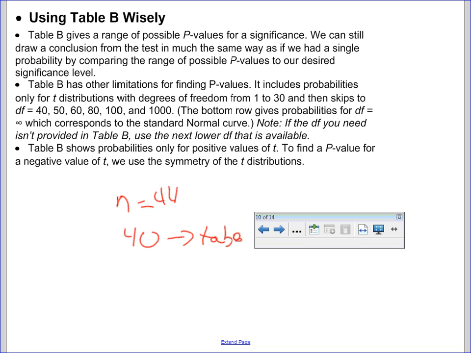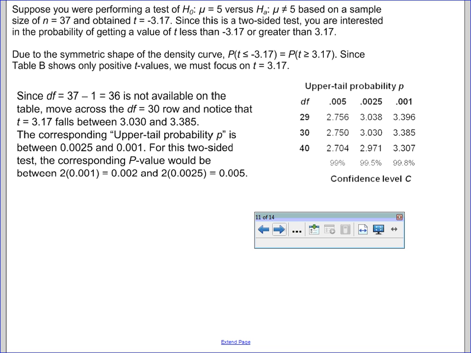It only shows positive values of t. If you get a negative value, you just do the absolute value of it because the diagram is symmetric. But once again, I'm going to go over in class on how to get these values from your calculator.